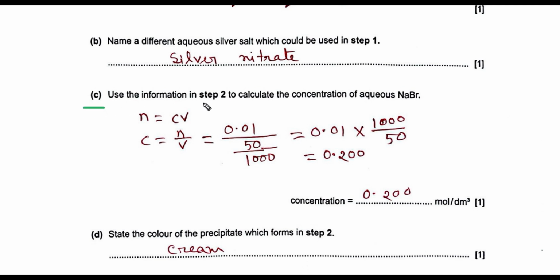use the information in step 2 to calculate the concentration of aqueous sodium bromide. So at first, number of moles equals concentration times volume. So concentration will be number of moles divided by volume. So number of moles 0.01, volume 50 divided by 1000. Centimeter cube is converted to dm cube.